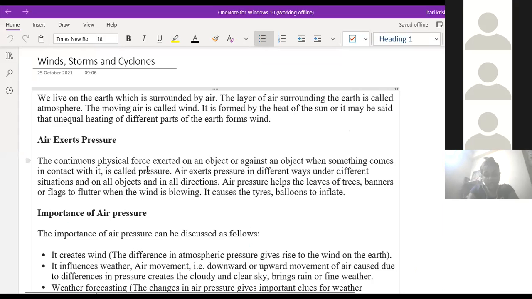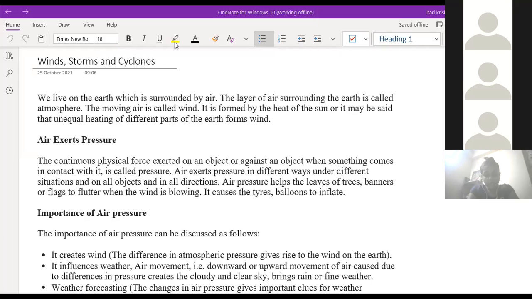We live on the earth which is surrounded by air. The layer of air surrounding the earth is called the atmosphere. Just now we discussed it, right? The moving air is called wind. That one also we discussed. So why is the wind forming? It is due to the uneven heating of the sun at different regions. It is formed by the heat of the sun, or it may be said that unequal heating of different parts of the earth will form the winds. Clear up to this? Yes, sir.